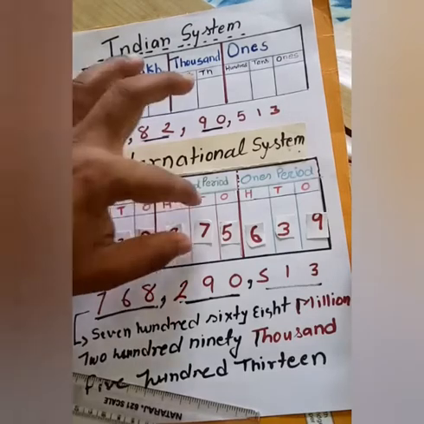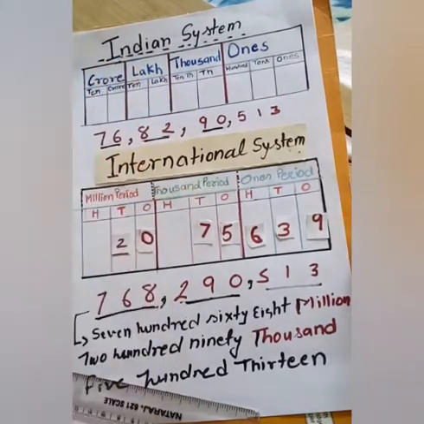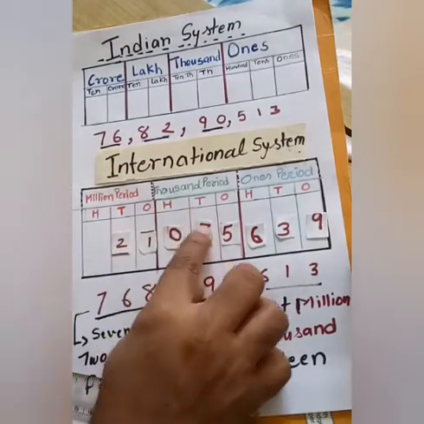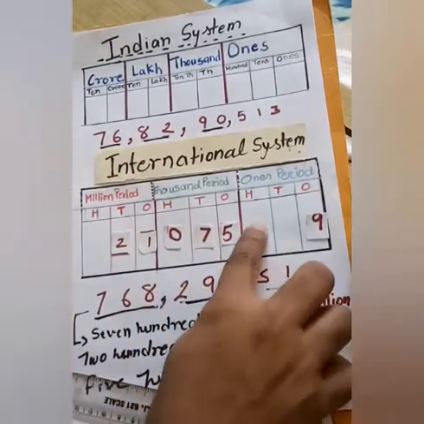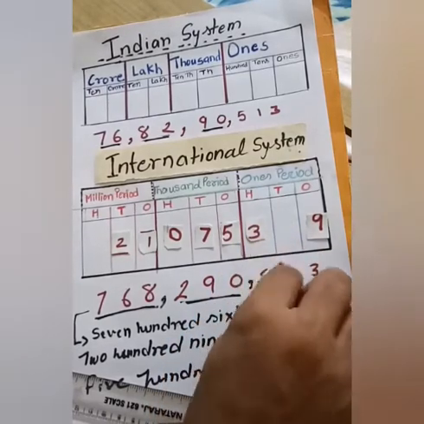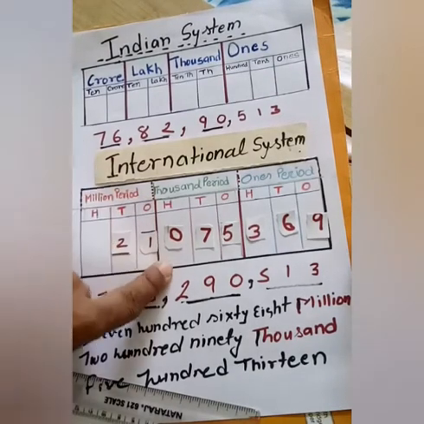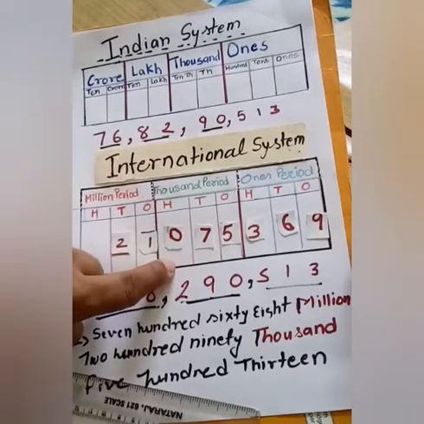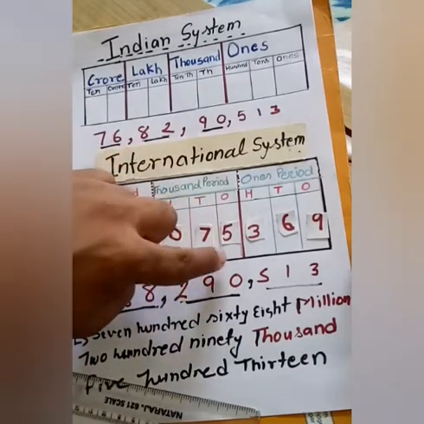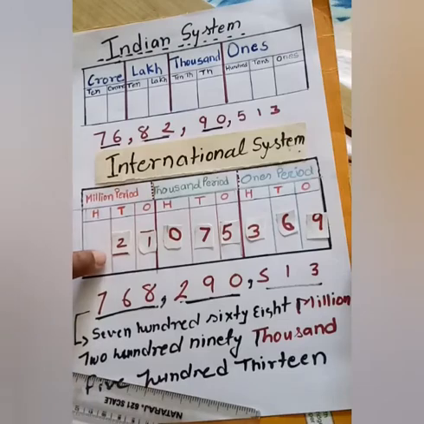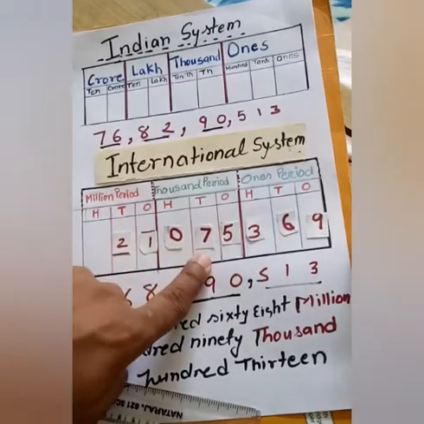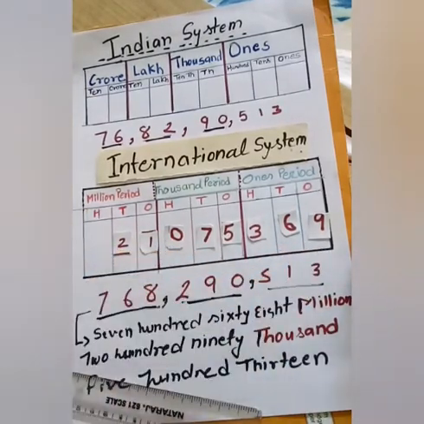Okay, and to make it more interesting, I will put it this way. I'll keep this one over here. Now what number does it become? So a little bit of change here. Okay, now you can write this number again. You can see that the hundreds value is 0, the thousands value is 0. So now what is left? Only 75,000. So it is 21,075,369. Hope you understood, you enjoyed.